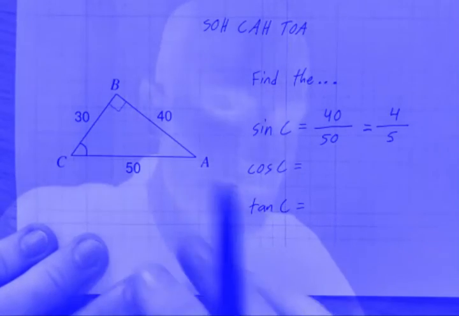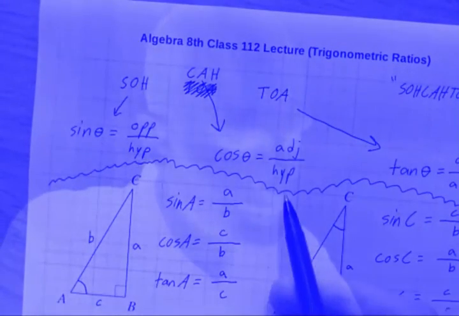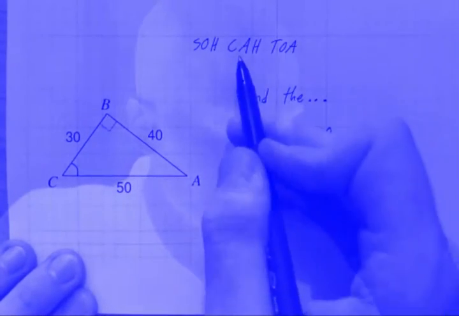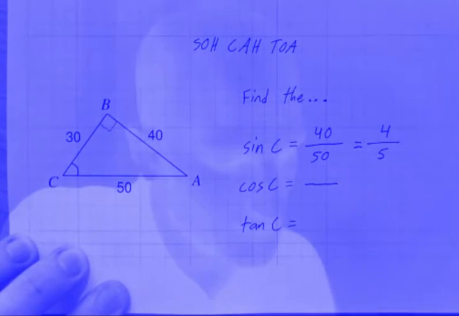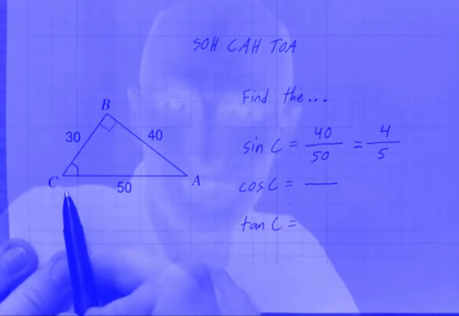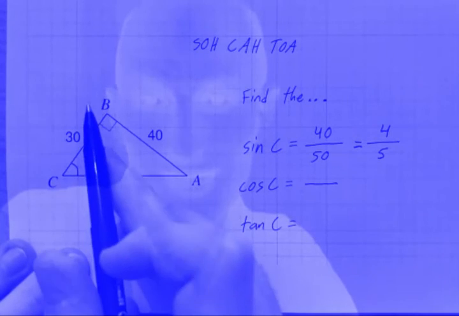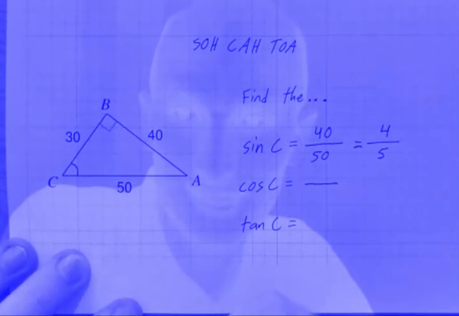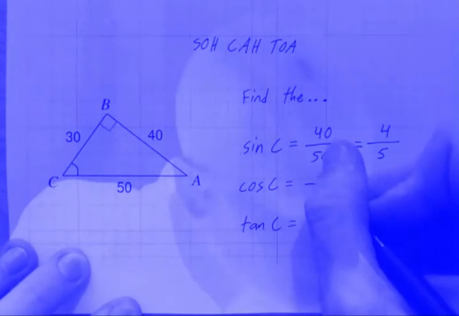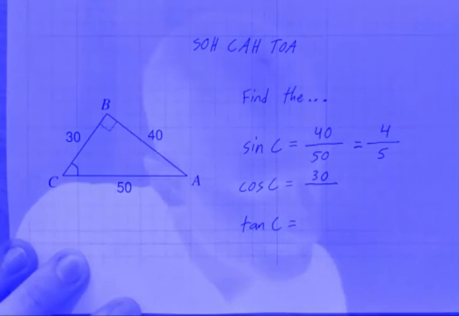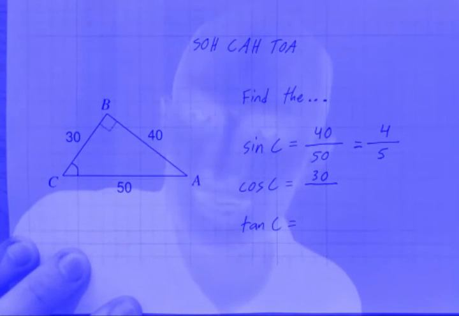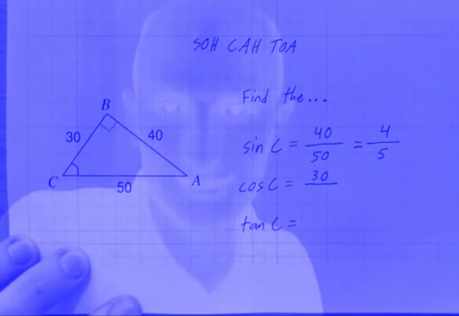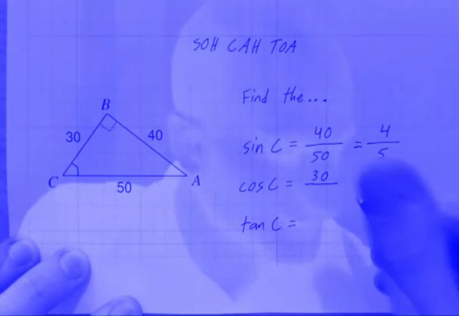Here's C. Cosine, we know, is adjacent divided by hypotenuse, right? AH. So what is the adjacent to C? Well, we know the 50 is not the adjacent because that's the hypotenuse, right? It's opposite the right angle. So the adjacent is the side that's touching C, once again, that is not the hypotenuse. So it's 30. And then the hypotenuse, H, is the same as in the first part of this. Again, it's 50.